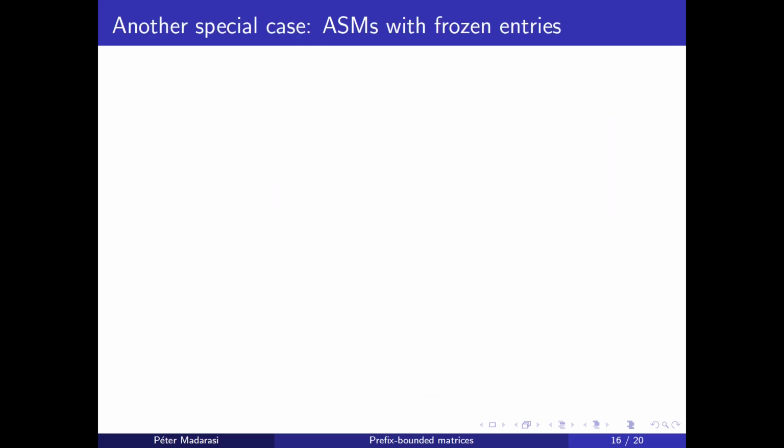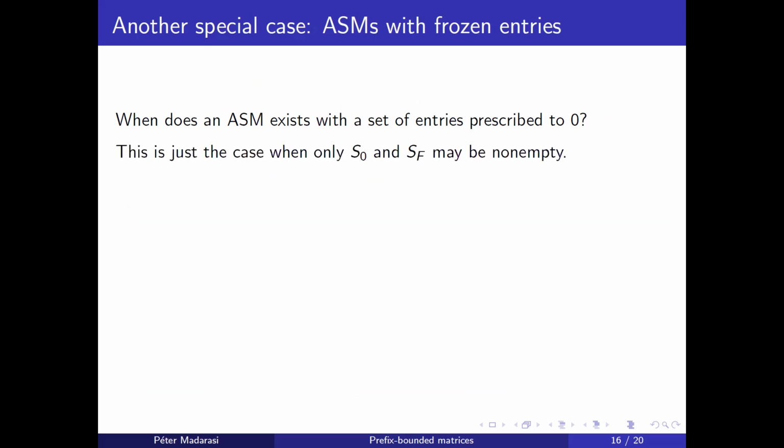Another problem that came to my mind during the talk of Alamo yesterday. I call this ASMs with those entries. You can guess what this will be about. When does an ASM exist with a set of entries prescribed to this question? And of course, this is just the special case where every part other than S0 and S are empty.